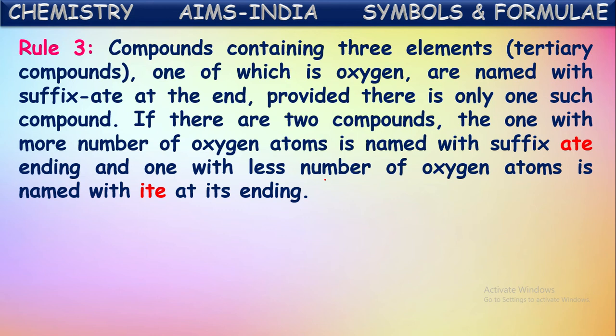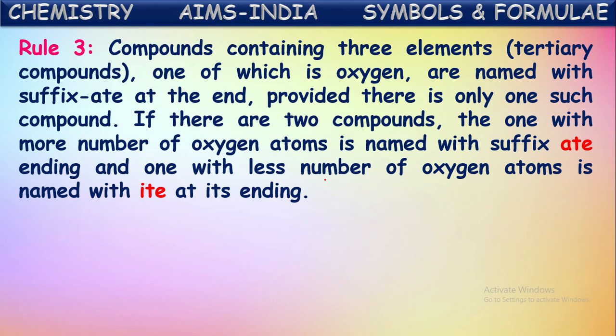Provided there is only one such compound. If a compound contains three elements, and one of the three is oxygen, then the name of the compound will end with -ate, if there is only one such compound. If the same three elements form more than one compound, then the one with more oxygen atoms is named with the suffix -ate, and the one with fewer oxygen atoms is named with -ite at the end of its name.